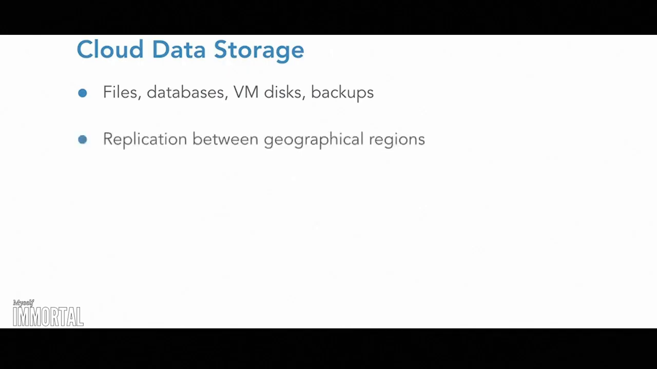The first thing to keep in mind is what type of data the organization is storing in the cloud, whether it's individual files or databases, virtual machine disks, or backups stored in the cloud. Now, after we've identified that, we then have to think about where that data resides. Are we replicating any of that data to different geographical regions supported by the cloud service provider? Now, you would do that to increase availability in case of a regional outage of some kind.